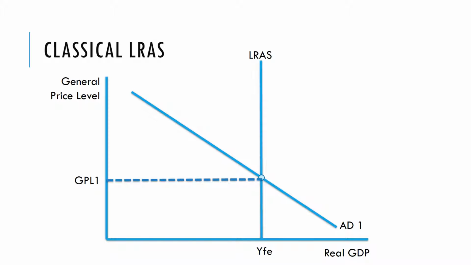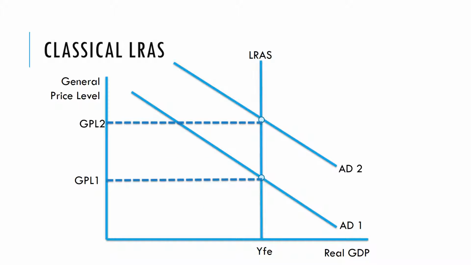We can also illustrate changes in AD and AS looking at the classical long-run aggregate supply curve and the Keynesian long-run aggregate supply curve. So for example, an increase in demand under the classical long-run aggregate supply curve would just lead to an increase in inflation with no change in output. We can also look at if the long-run aggregate supply curve changed.